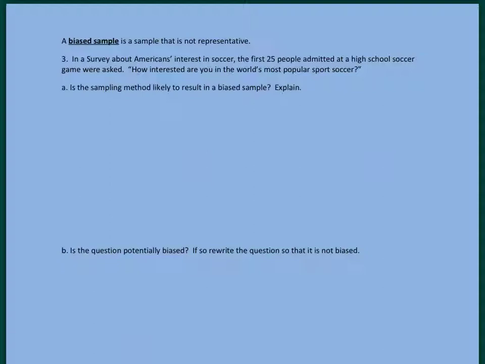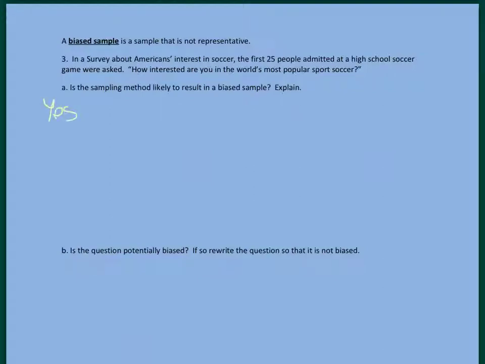Now, not every sample is accurate. It says a biased sample is a sample that is not representative. That'd be like going to a baseball game and asking, what is America's favorite sport? Well, probably going to get the answer of baseball, since that's the game they're going to. So in a survey about Americans' interest in soccer, the first 25 people admitted at a high school soccer game were asked, how interested are you in the world's most popular sport, soccer? Is this sampling method likely a biased sample? Kind of what I was just saying about that.